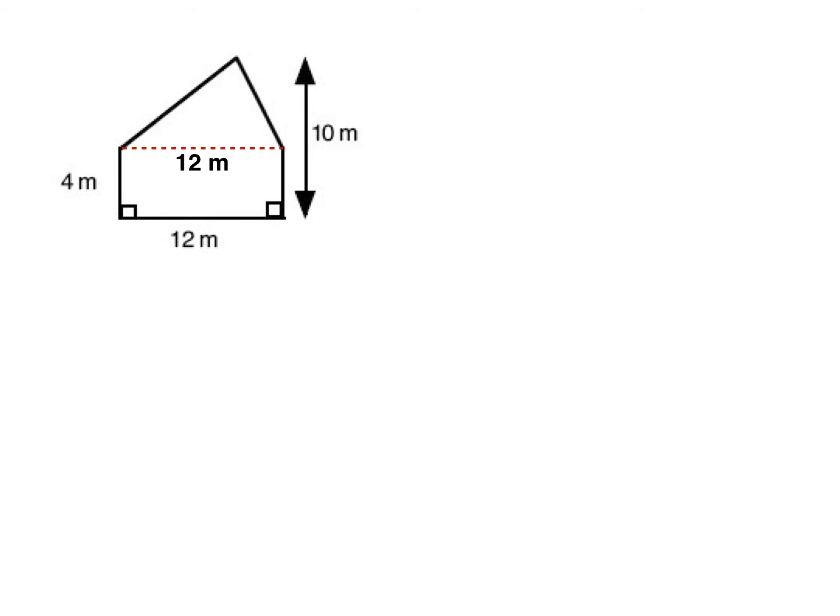If the base of the rectangle is 12, then the base of the triangle is also 12. If the side of the rectangle is 4 and the total height of the irregular polygon is 10, the missing measurement is 6 meters.